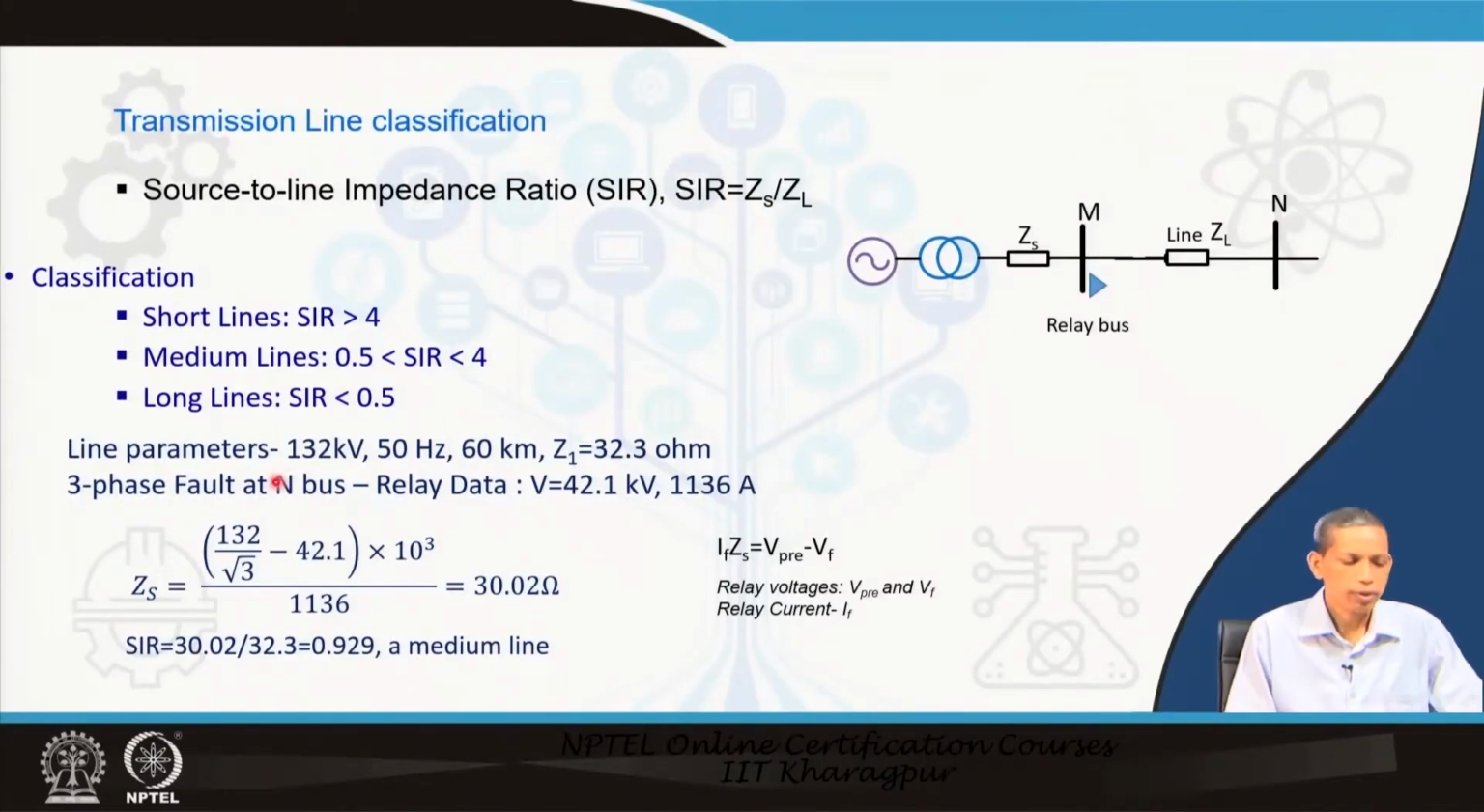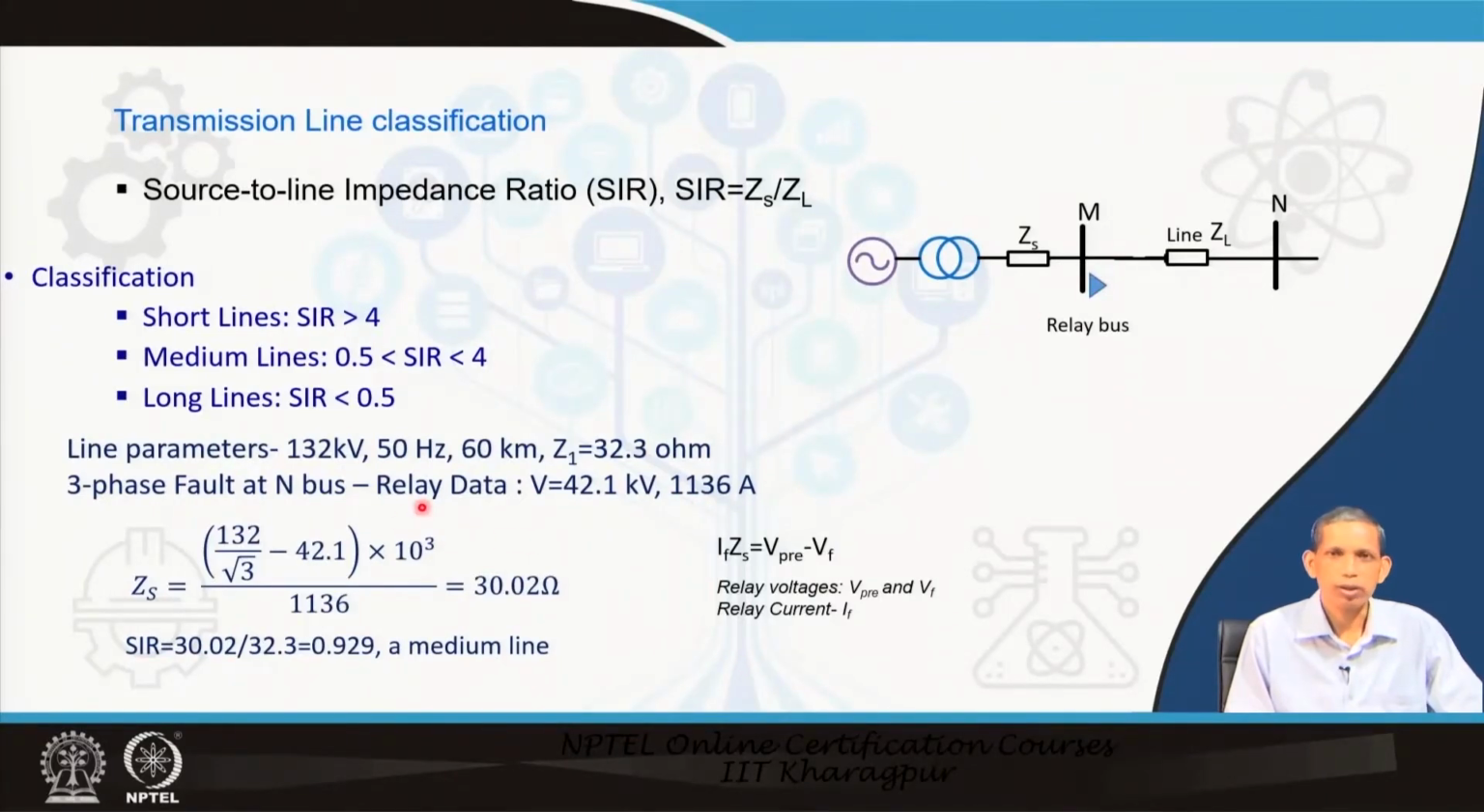For example, let us take the line parameters for a 132 kV 50 hertz system, 60 kilometer long, and it has a positive sequence impedance of 32.3 ohm. This is given. We create a 3-phase fault at bus N, and the relay data provides that the bus phase voltage at this point is 42.1 kV, and the associated current becomes 1136 ampere. In that case, how will we find the SIR for the system?